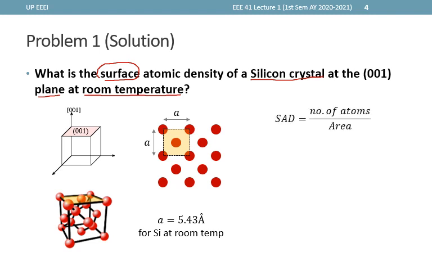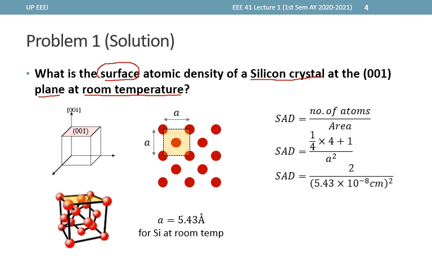The surface atomic density is just the number of atoms per unit area. So if we consider this highlighted area, we have 1/4 of the atom inside the area for each corner, and we have 4 corners. So 1/4 times 4 plus 1, which is completely inside the square area. And the area of the square is a squared.